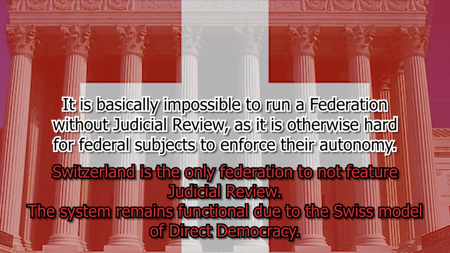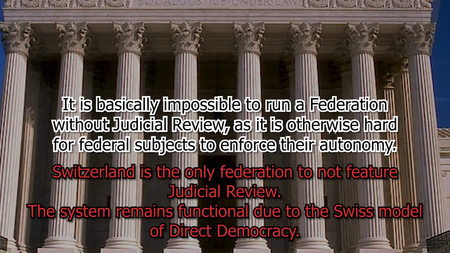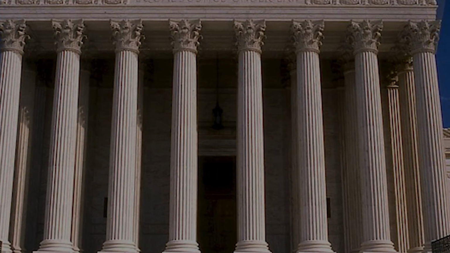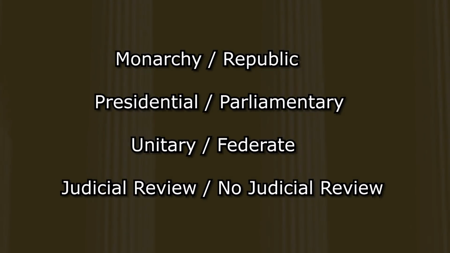Switzerland has instead chosen to give the constitutional authority not to a Supreme Court, but directly to its people through referendums. Direct democracy in Switzerland has thus replaced the need for a Supreme Court with judicial review. That about wraps up the 4 categories in which democracies can be grouped, allowing for up to 16 combinations.